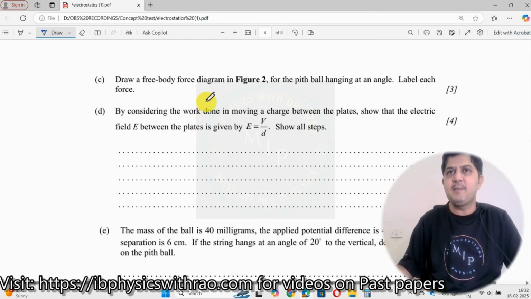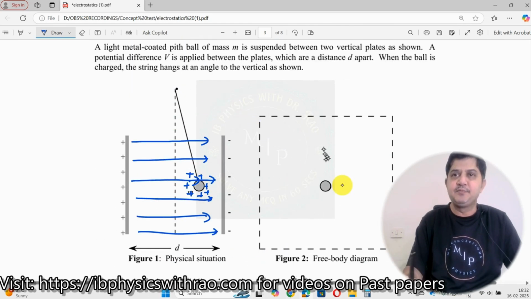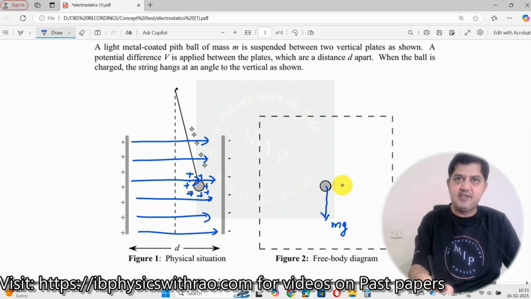Draw a free body diagram on figure 2 for the fifth ball hanging at an angle. Label each force. Here you need to draw the free body diagram. Now, free body diagram for this. See what are the forces acting here? mg is acting downwards because you are conducting this on the earth. And then there is a tension force because there's a string over here. The tension force which is acting over here, right?